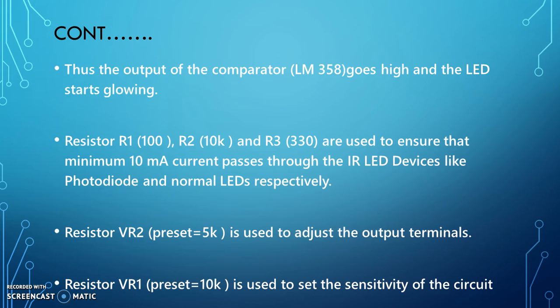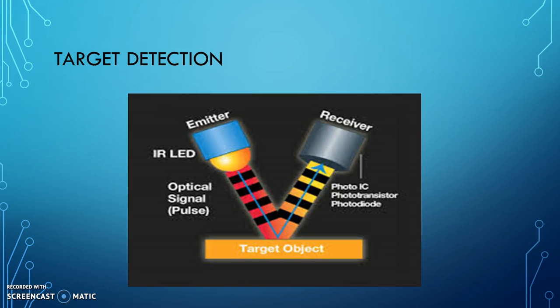The resistors R1, R2 and R3 are used to ensure that a minimum of 10 mA current passes through the IR LED devices like photodiode and normal LED respectively. The resistor VR2 is used to adjust the output terminal, and the resistor VR1 is used to set the sensitivity of the circuit. This is how the target detection is done by the IR sensor.